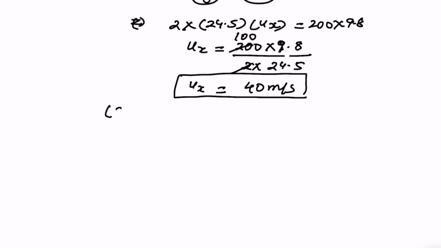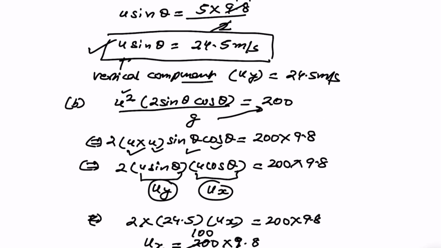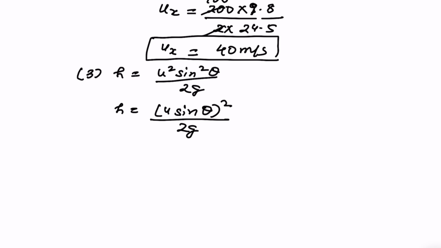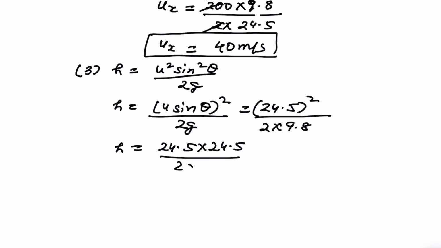Now we have to find the third part, the maximum height. The formula for maximum height is u square sin square theta divided by 2g. Now I can write this u square sin square theta as u sin theta whole square divided by 2g. In the first part, we have already calculated the value of u sin theta, that was 24.5. Now I can substitute here 24.5 whole square divided by 2 into 9.8. So the value of height will become 24.5 into 24.5 divided by 2 into 9.8.